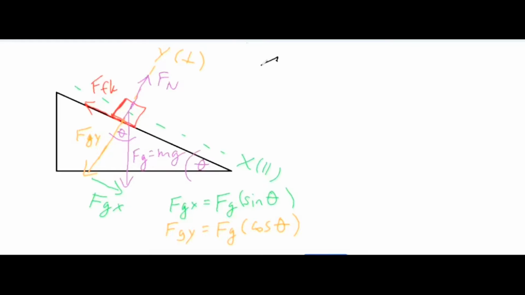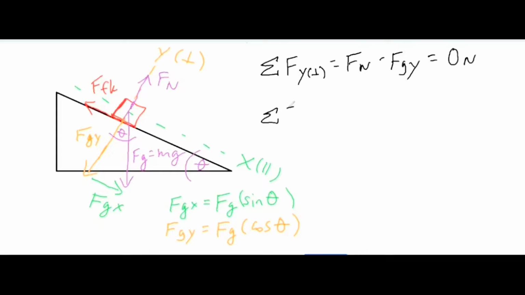So if we were to set this one up, we would maybe have the sum of the forces in the perpendicular or y direction. And then for that one, we have the normal force pushing up. We have our FGY downwards, and again, we can safely say that equals 0 because there is no acceleration along this axis over here, along this orange dashed line.